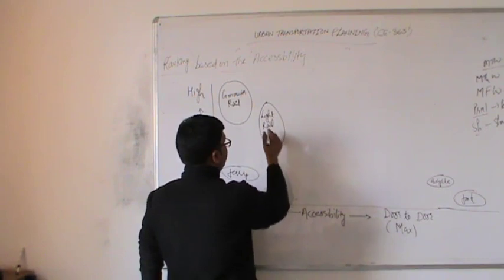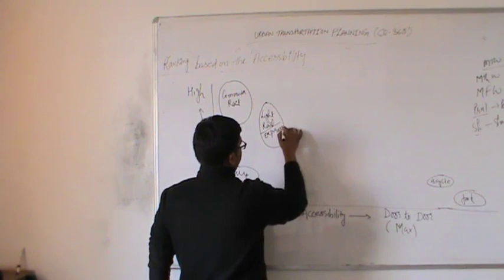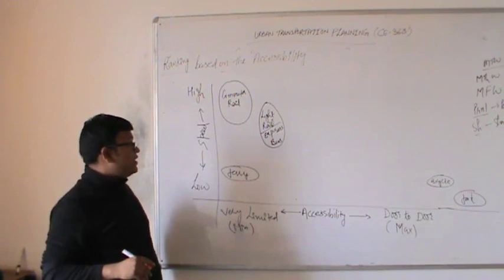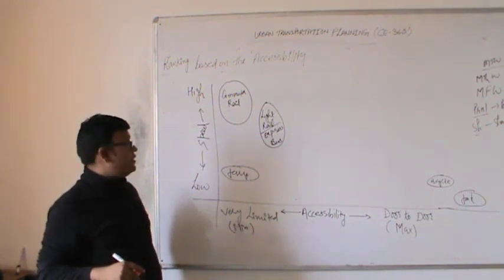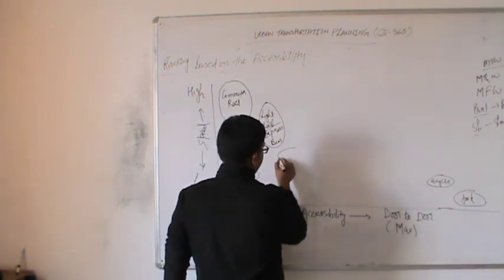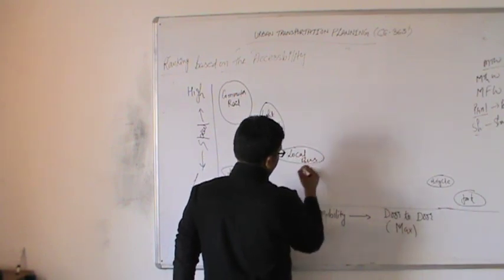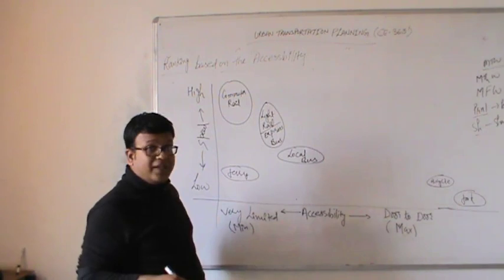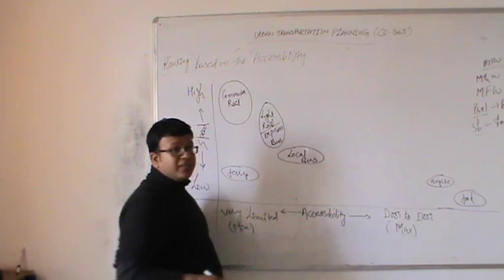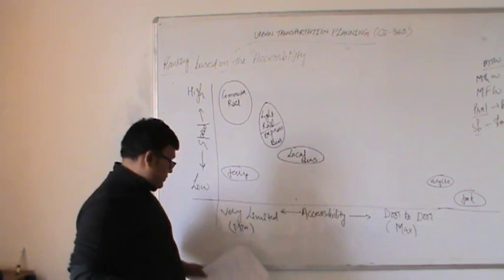But the accessibility of light rail is almost equivalent to the express bus. The accessibility will be almost the same and the speed will be almost equal to the light rail. Then we take the next one as the local bus. Accessibility will be more as compared to light rail, but the speed will be less because it has to face too much traffic as compared to the express bus, and hence the speed is less as compared to light rail, but the accessibility is more.